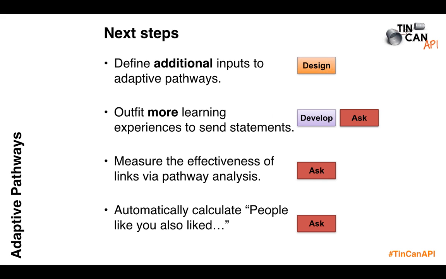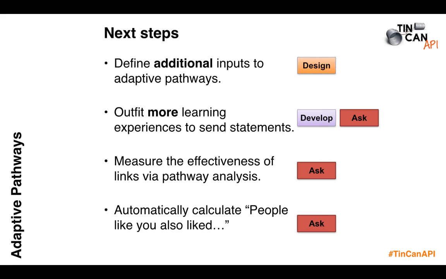Taking it a little bit deeper, you might think about additional inputs into your adaptive pathways, different places where you can get the data. Once you've identified those additional inputs, you need to do development work to outfit those learning experiences to send statements, or again, ask your vendor. Again, you can use this information for learning analytics, something to ask your LRS vendor for. And where it gets really interesting is where you're not designing the adaptive pathways anymore. You're automatically creating the adaptive pathways based on all this data that you're collecting.